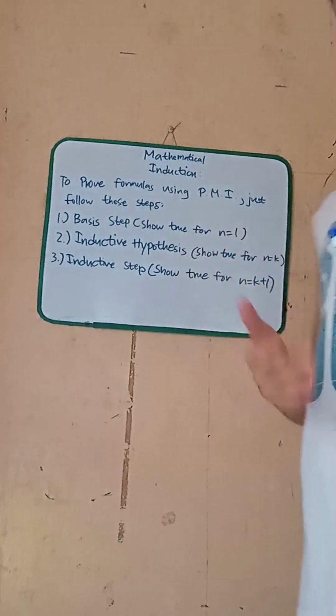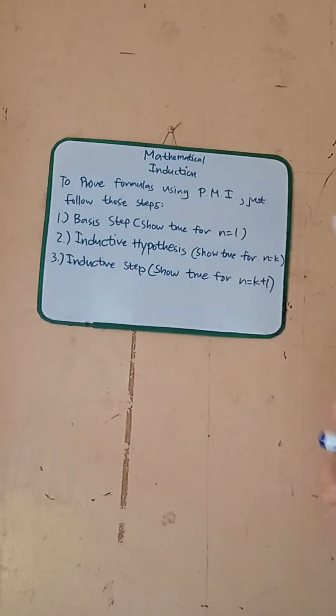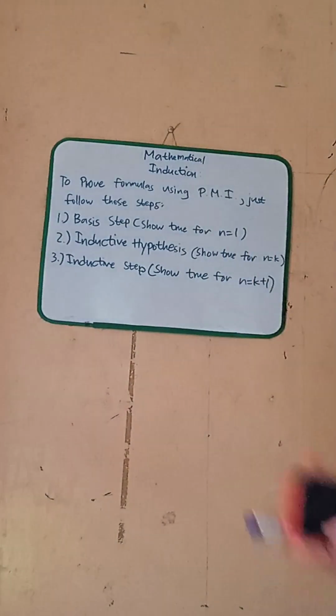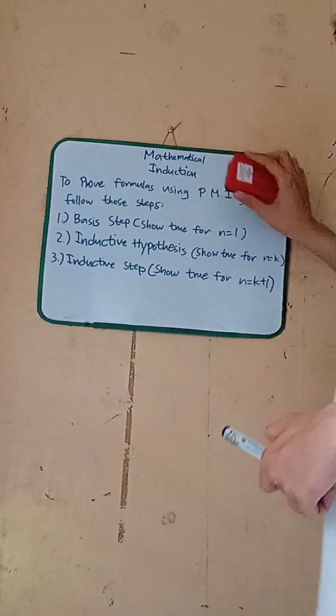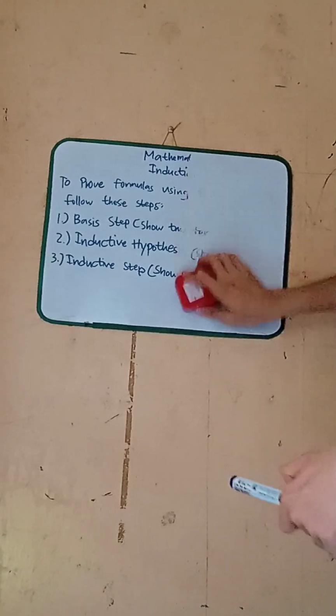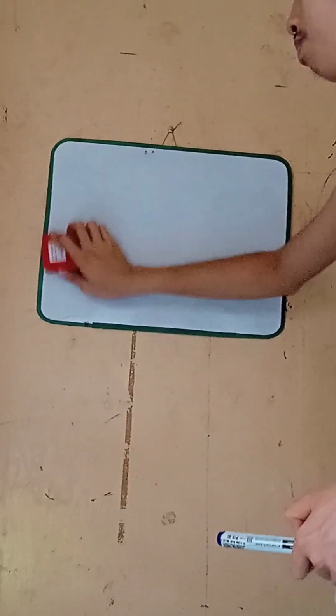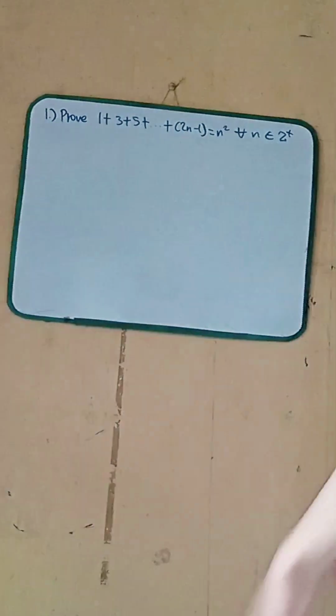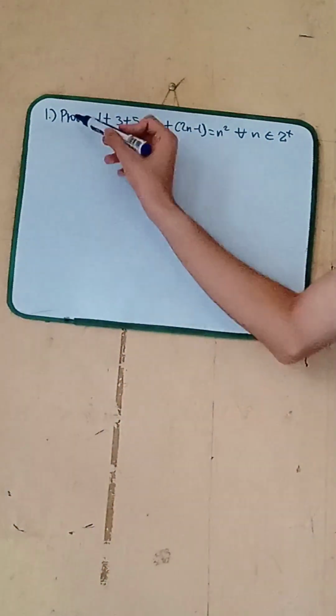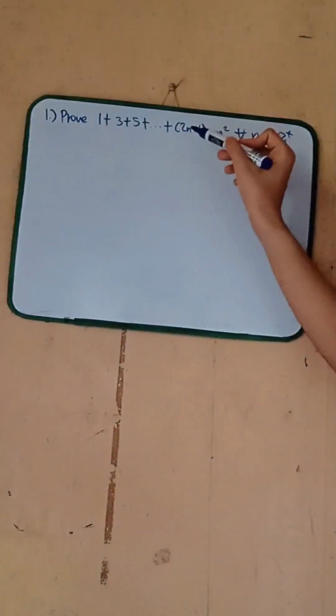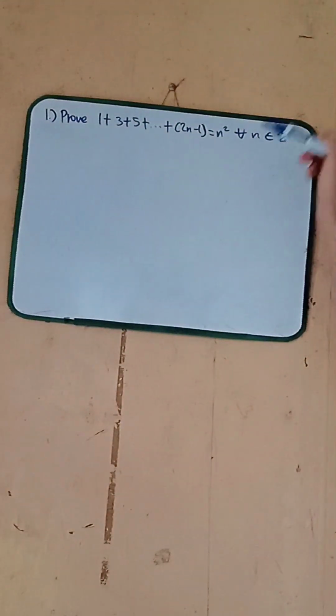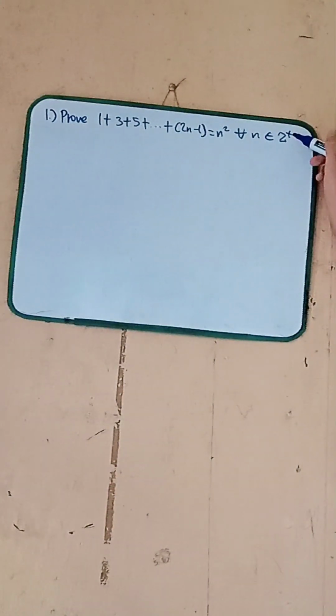So, in order to understand this topic more, let me give you some examples of statements that can be proved using PMI. First example: prove that 1 plus 3 plus 5 plus dot dot dot plus 2n minus 1 equals n squared is true for all positive integers. This Z with the positive sign is called positive integers, or we could also call them natural numbers, because they are the same.